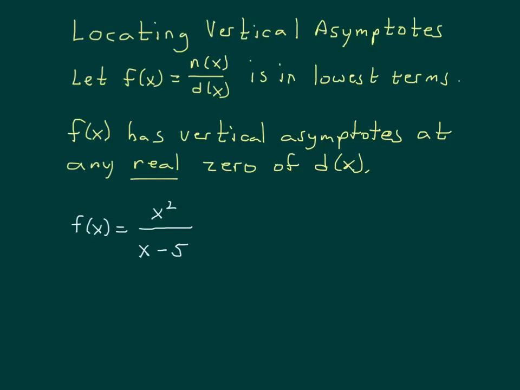Let's look at an example. F of x is x squared over x minus 5. In this situation there is no common factor between the numerator and denominator. So I know I'm going to have a vertical asymptote whenever the denominator equals 0. So I'm going to just set x minus 5 equal to 0, and I will get x equals 5. So in this case, I will have a vertical asymptote at x equals 5.